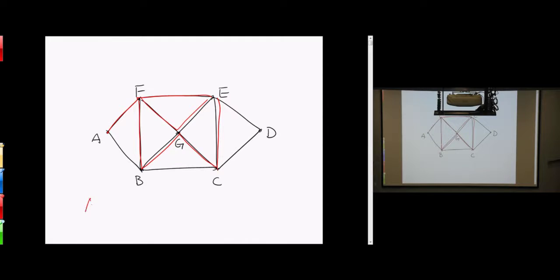So we have A, F, B. Okay, you can see it, right? And then we go to G, then we go to C, we go to E, then we go to F, right? And then we go to G, then we go to E. Okay, so this is what we have done so far.